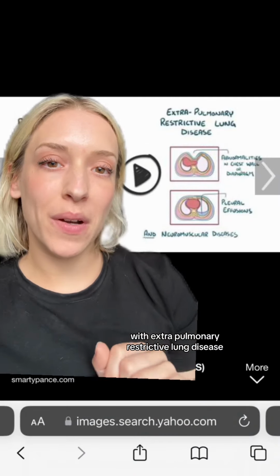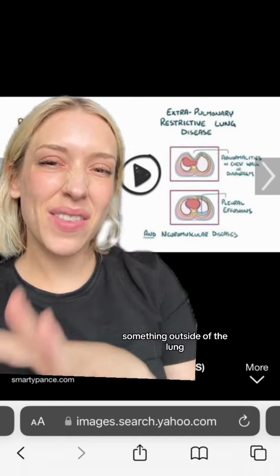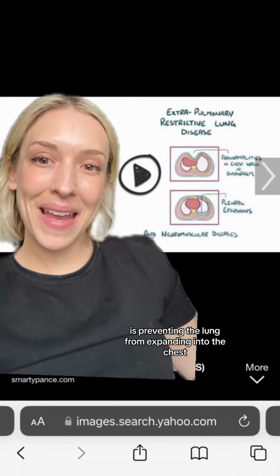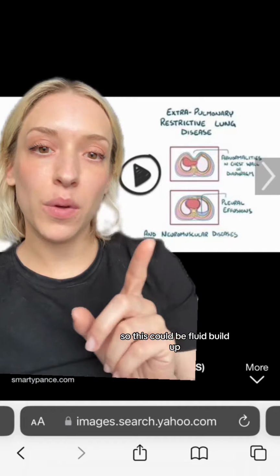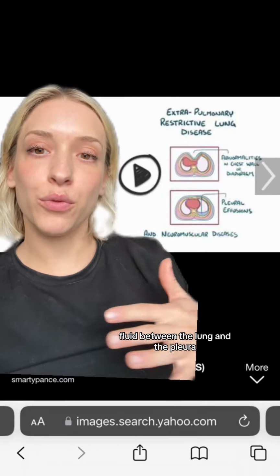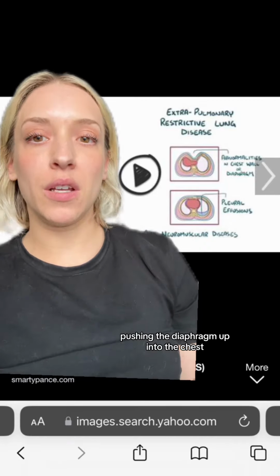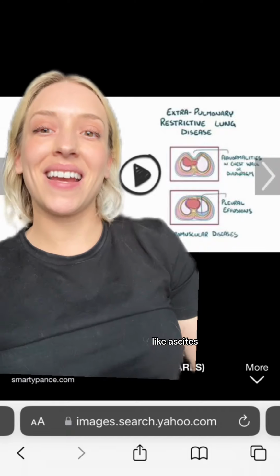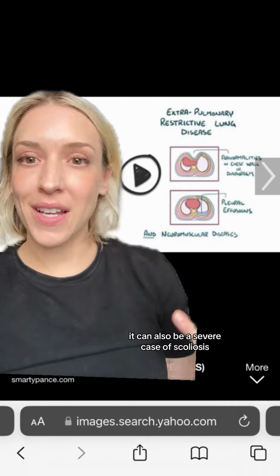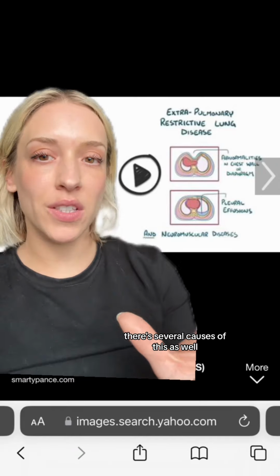With extrapulmonary restrictive lung disease, something outside of the lung is preventing the lung from expanding into the chest. So this could be fluid buildup, like a pleural effusion, fluid between the lung and the pleura. It could be a big belly pushing the diaphragm up into the chest, like ascites when patients have severe liver failure. It can also be a severe case of scoliosis. There's several causes of this as well.